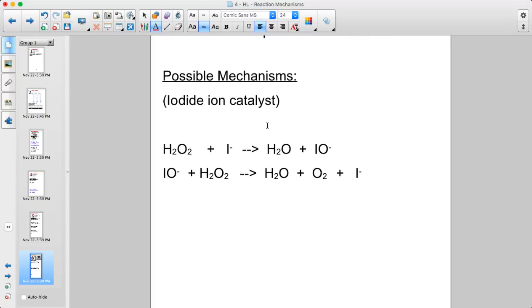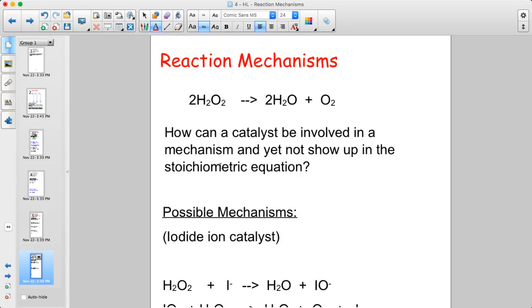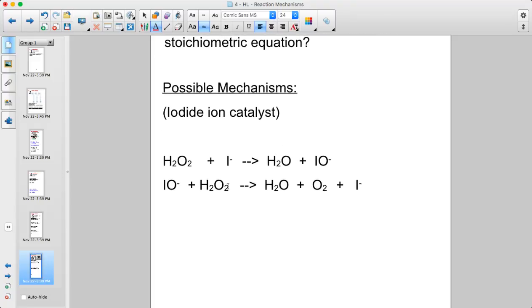So for example, this is the reaction that was involved in the elephant toothpaste demo. It's hydrogen peroxide using iodide ions as a catalyst, and the reaction produces a lot of oxygen gas, which is what creates all the bubbles so quickly. And the iodide makes it happen really fast. Well, how might that be?